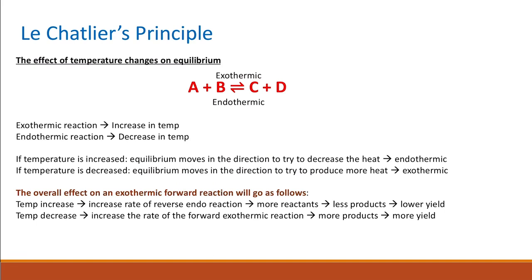That means if the forward reaction is exothermic and we increase the temperature, then the position of the equilibrium will be towards the reverse reaction or towards the formation of the reactants, not the products, and vice versa. So if we decrease the temperature, then the reaction would need more heat here. So the equilibrium will be shifted towards the exothermic reaction or towards formation of the product.